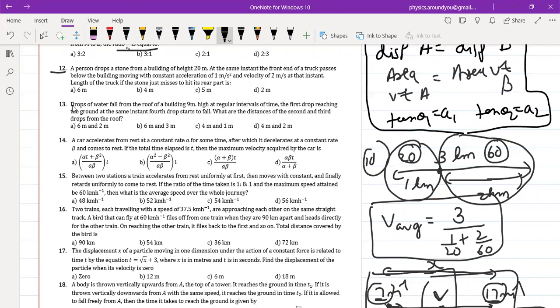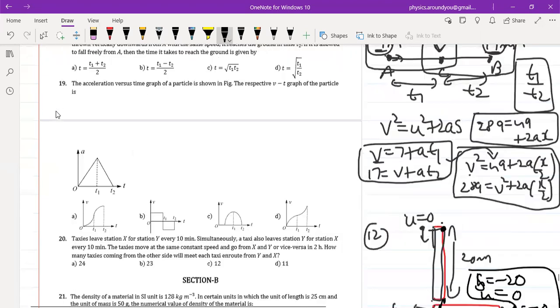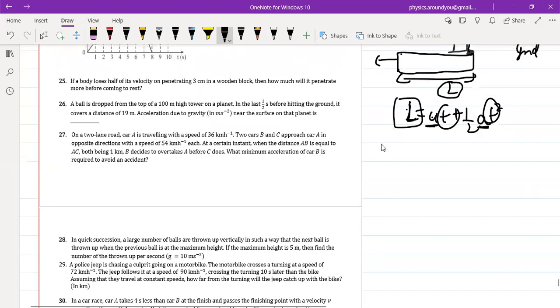And question number 13. In question number 13, drops of water are falling from the roof of a building. In kinematics, this is one of the very standard varieties: what is the distance between the drops, what is the time difference between the drops reaching the ground. Well, I'll highlight a very general approach for the 13th one. The water drop is making its way down, and the height of the building is 9 meters.